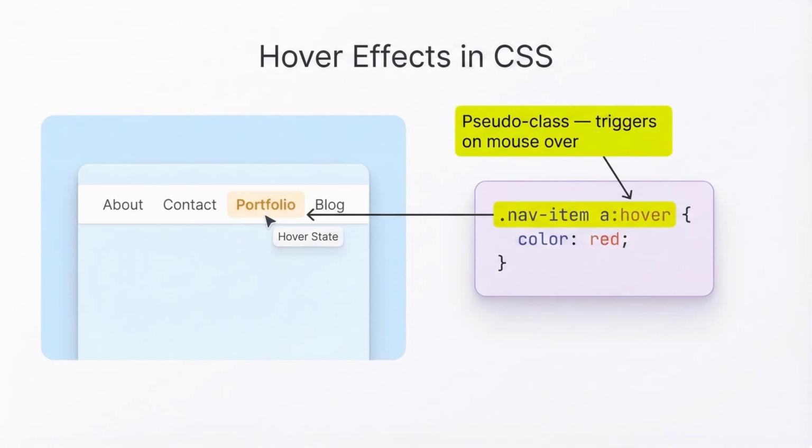The :hover portion is called a pseudoclass. It's not a real class you add to your HTML. It's a built-in CSS keyword that represents a specific state of an element, in this case, the hover state. So the rule only applies when the user's cursor is hovering over the matched element. The moment the cursor moves away, the style reverts back to normal.